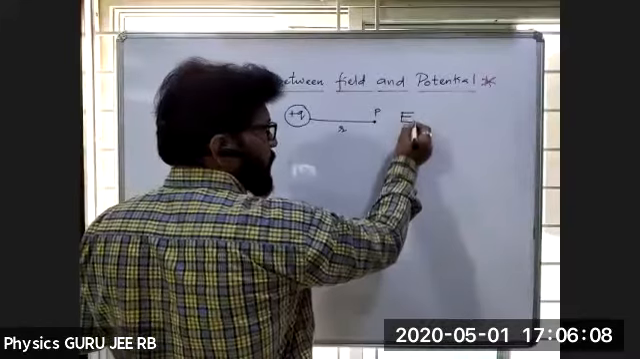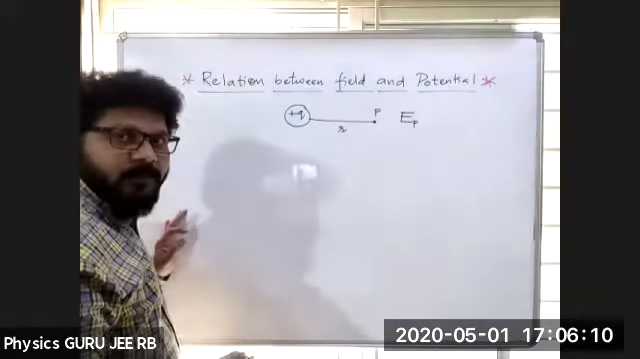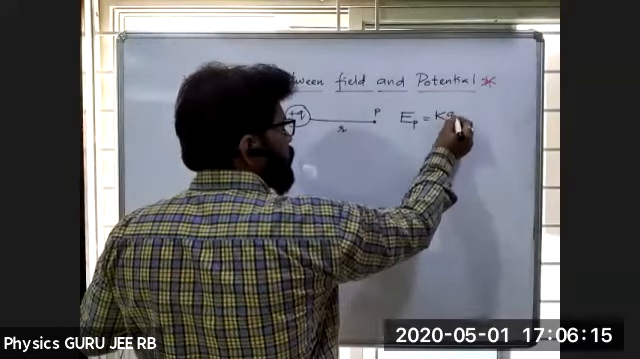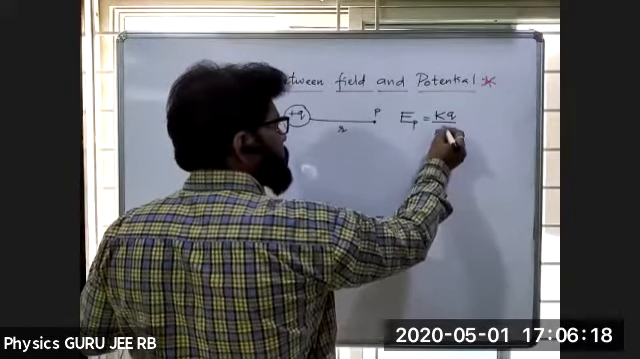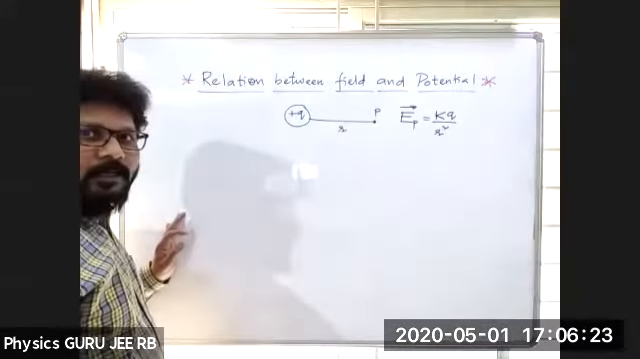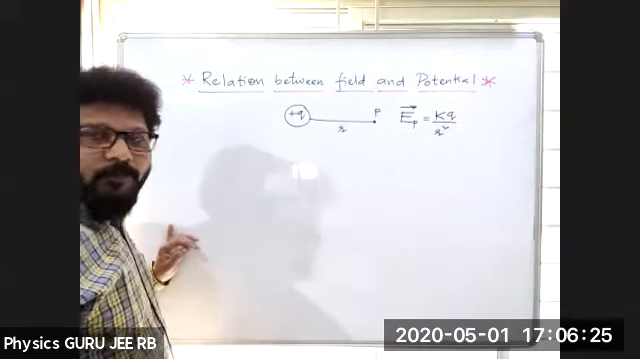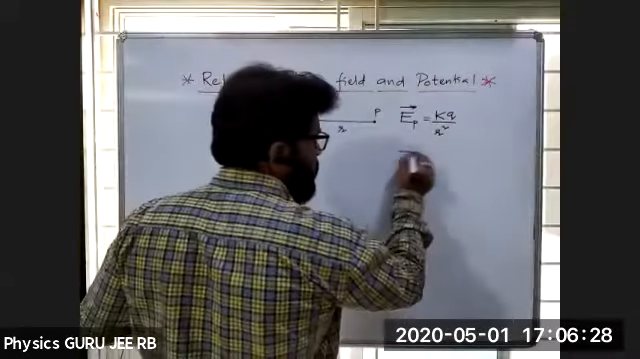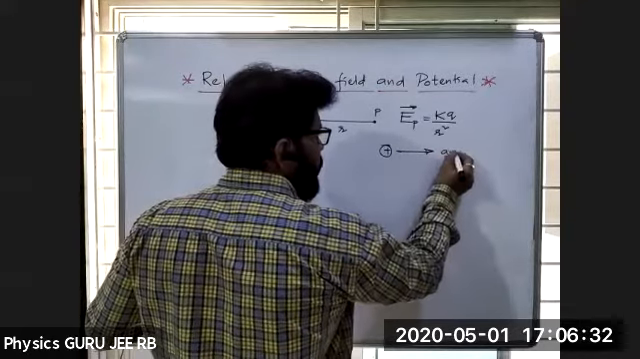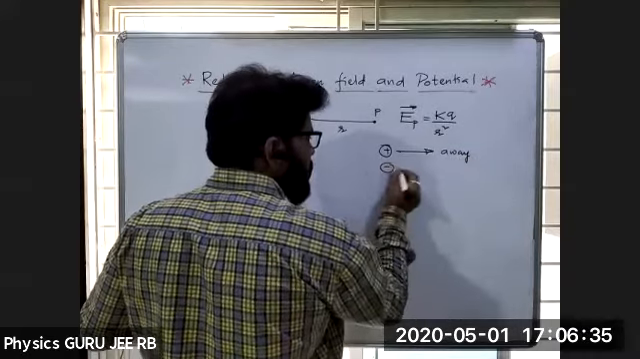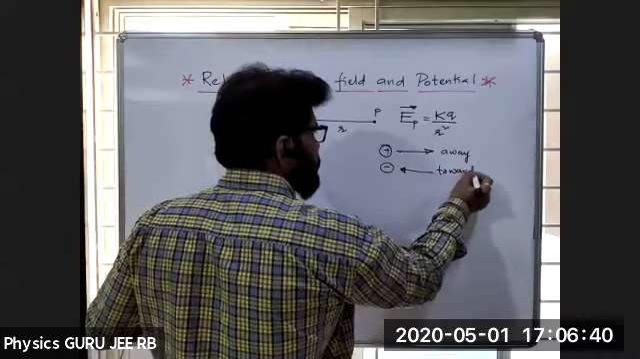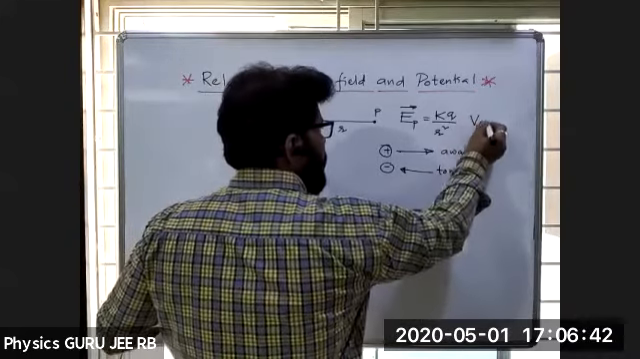Now, electric field intensity at point P can be written as KQ by R square. KQ by R square. It is a vector quantity, away from positive charge and towards negative charge. Away from positive charge, and towards negative charge. So this is nothing but a vector quantity.